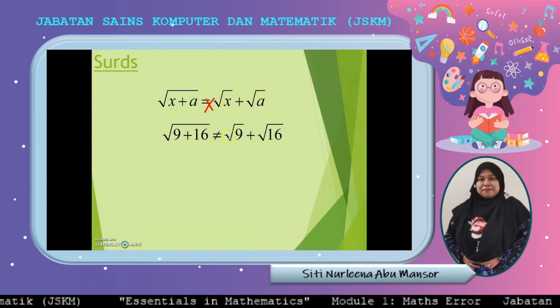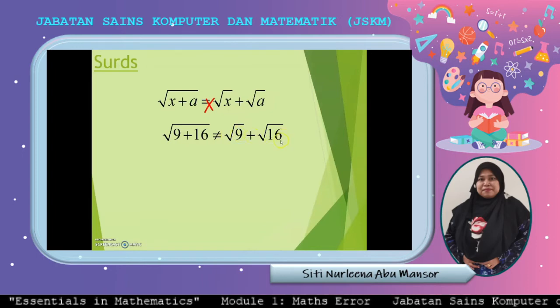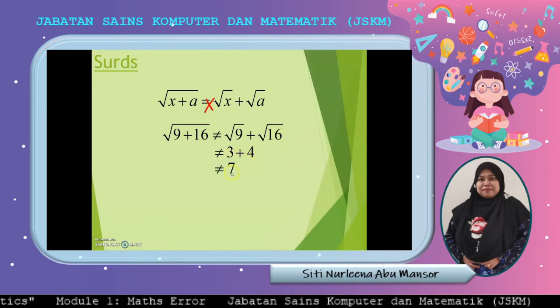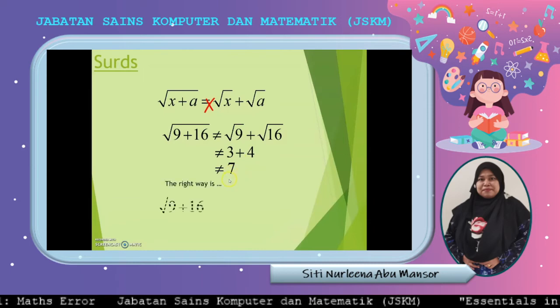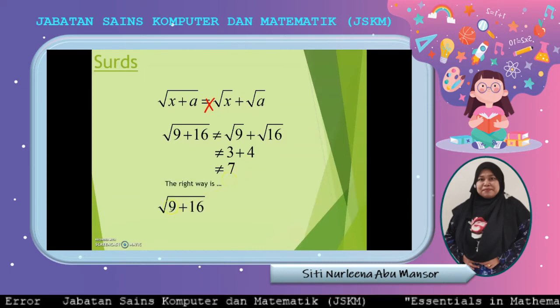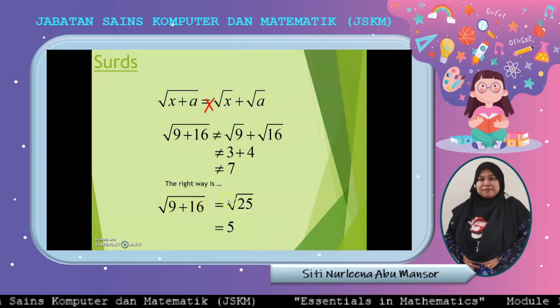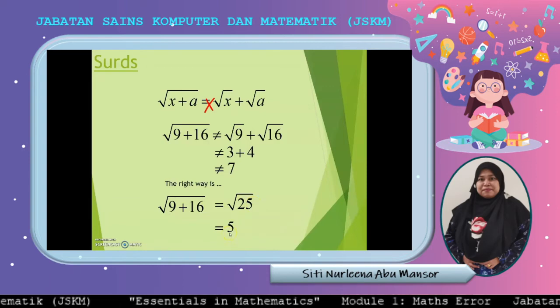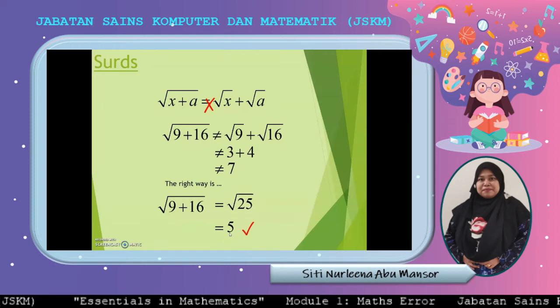Let's say we separate surd 9 plus surd 16. It's going to be 3 plus 4 and you end up with an answer of 7. However, the right way is you have to add 9 plus 16 first, and then you get surd 25, and the correct answer would be 5. Okay, not 7. Alright.